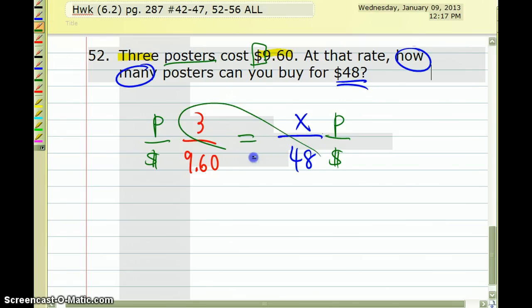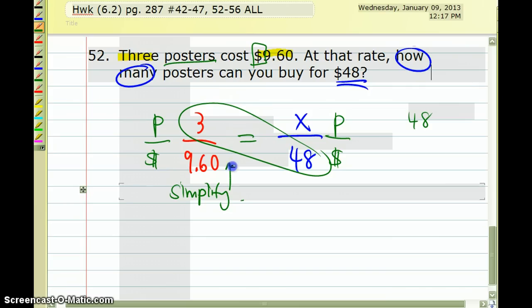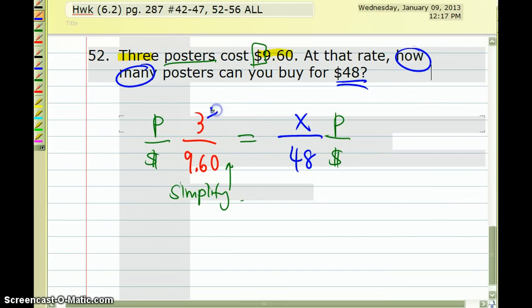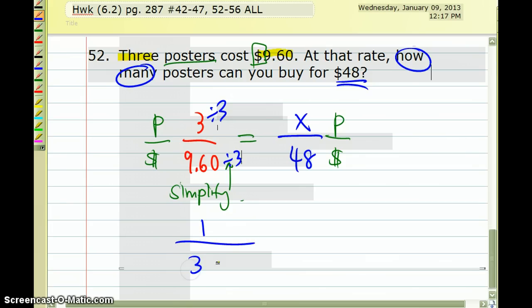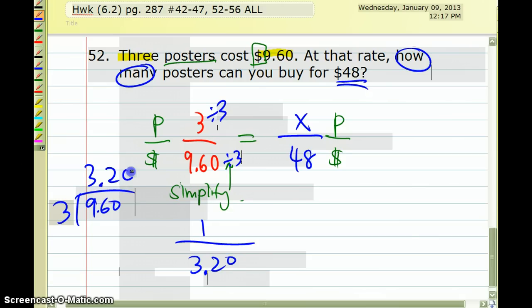I'm going to cross multiply. You know, before I cross multiply, I did want to check to see if I could simplify, and it does look like this fraction here I can, so I'm not going to cross multiply yet. Let me erase that. I'm going to divide both of these by 3. Yay, then my number will be smaller. So I will get 1 poster actually costs 3.20, and how did I get 3.20? I took 9.60 and divided that by 3, giving me 3.20. Okay, then my numbers will be smaller.